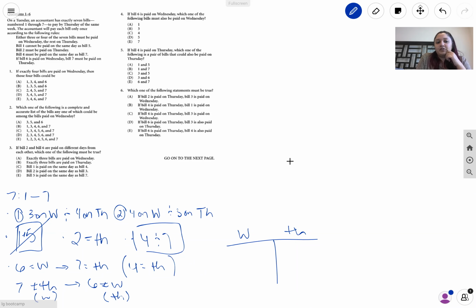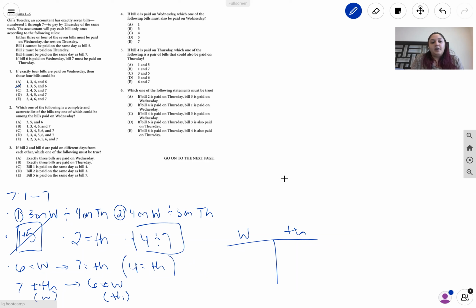If exactly 4 bills are paid on Wednesday, then those 4 bills could be... So there's two ways you can do this. Again, you can brute force every single answer, but I think for a game this simple, it actually is easier to go rule by rule rather than answer choice by answer choice. So I'm going to check for answers where bill 1 and bill 5 are together, and I'm going to cross them out because that's our rule that 1 and 5 can never be together. B has 1 and 5 together, so I know that can't be right. Does that make sense?